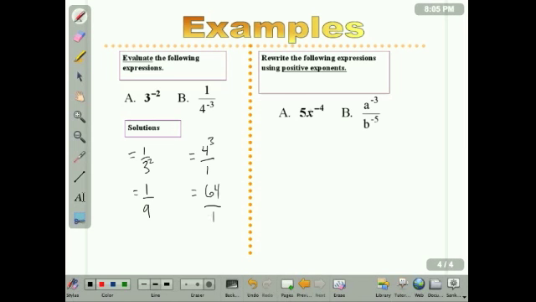And we have 5x to the negative fourth. Note that the 5 is not being raised to the power. It's just the x. So x to the negative fourth has a reciprocal of x to the positive fourth in the denominator, so we can rewrite this as 5 over x to the fourth.